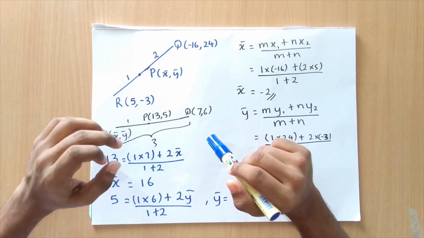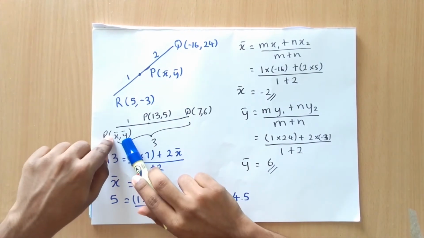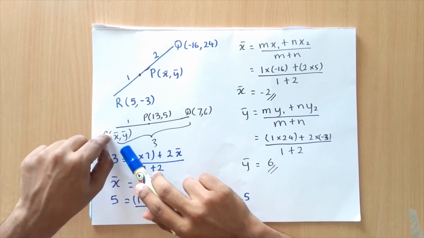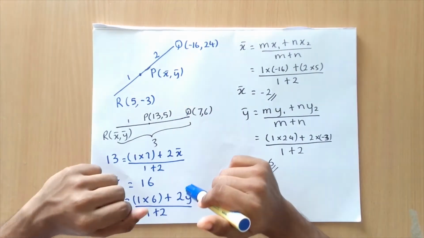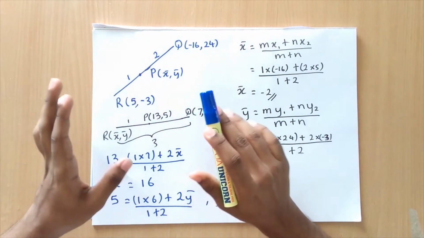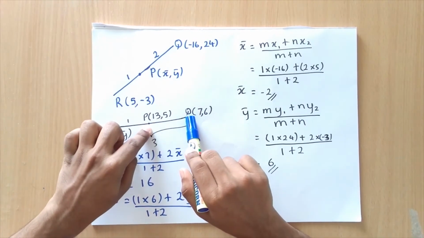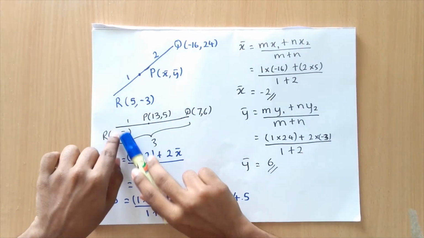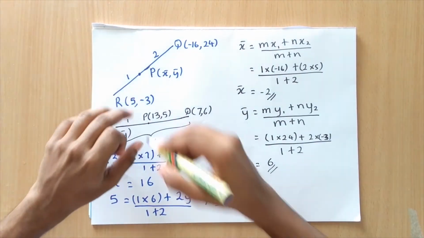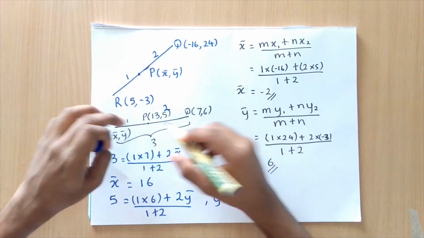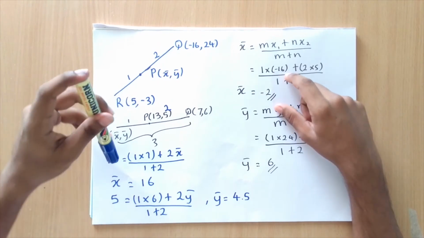So for this question, even though the unknown value is outside the line, you can simply substitute the values into the equation. But remember, you must first get the ratio of PQ. So here it is 3 minus 1. So this ratio is 2. Now you can use the formula.